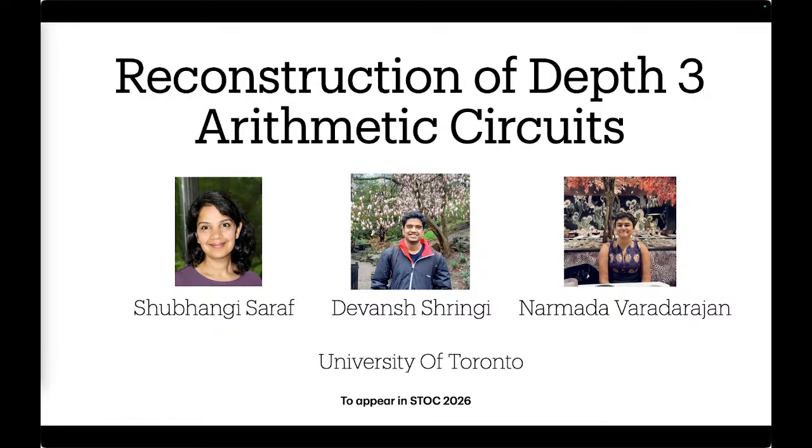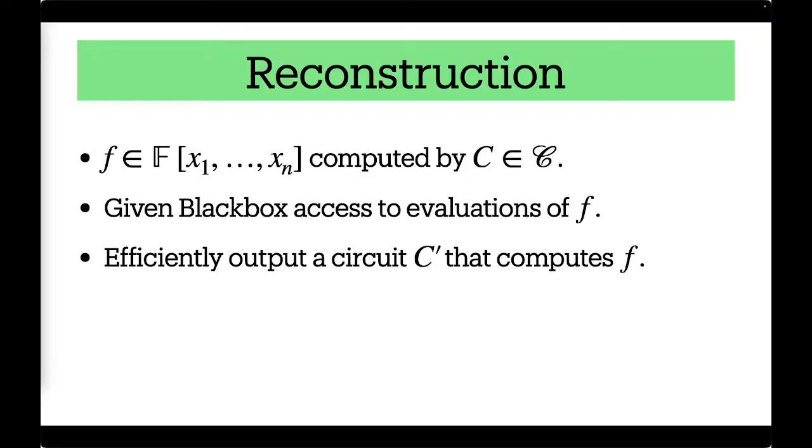So we all know what arithmetic circuits are. Let's start with what reconstruction is. In reconstruction, you are given a polynomial which is computed by some circuit C that comes from some class script C, and what you're given is black box access to evaluations of this polynomial. You pick any point and you will know whatever the polynomial evaluates to on this particular point, right?